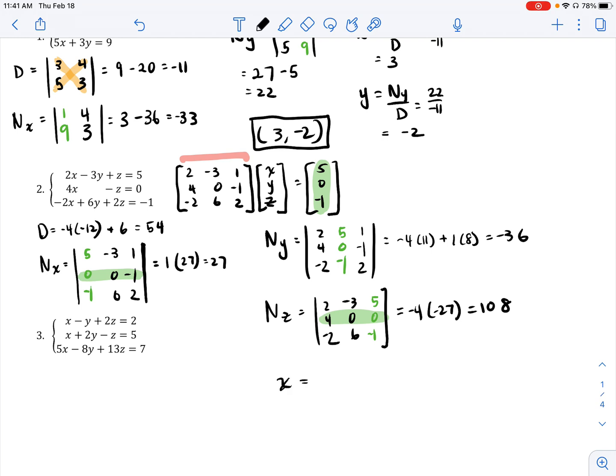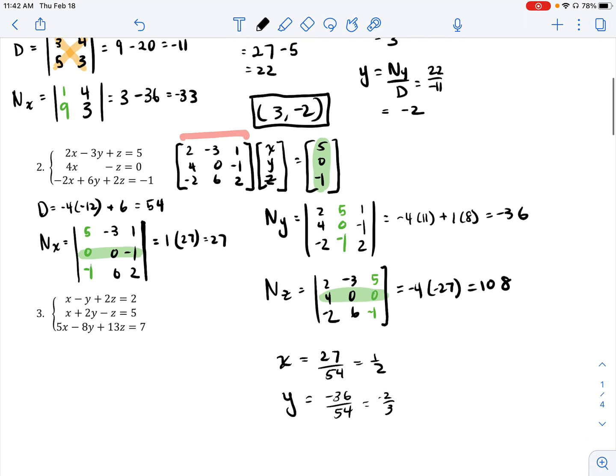X is equal to 27, our n sub x, over 54, which is 1/2. Y is equal to -36 over 54. These have common factors of 18, so that's -2/3. Z is 108 over 54, and that's going to be 2. So my solution as an ordered triple is 1/2, -2/3, and 2.